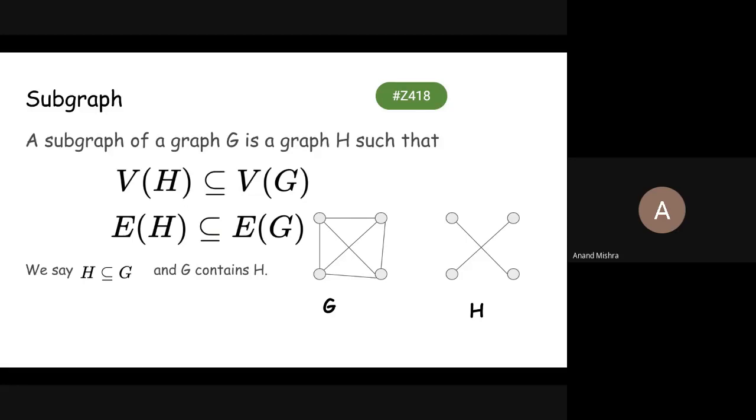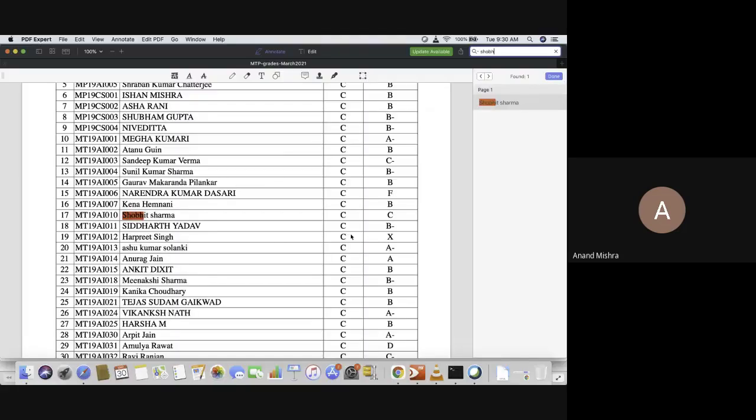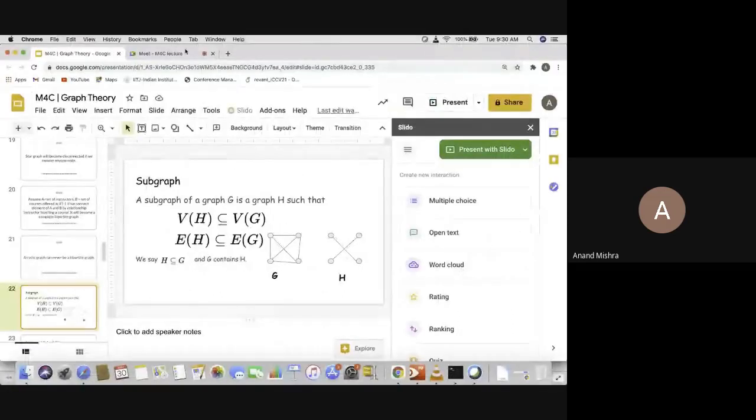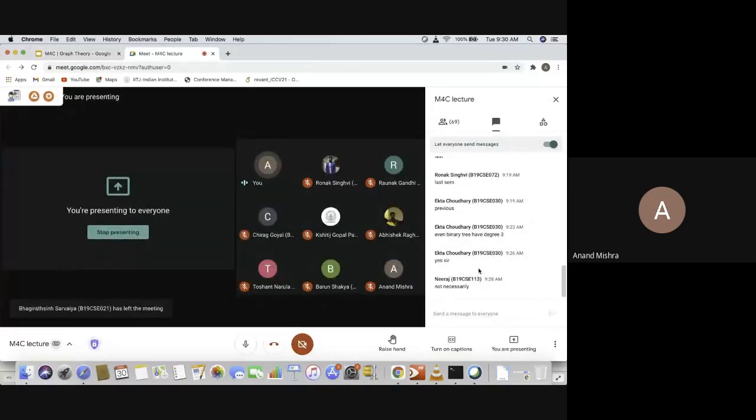You should now have an understanding of these definitions. I strongly recommend you look into these slides once again and understand the definitions properly after the class, right? There was a comment in the chat box. Even a binary tree has degree 3, yes. A binary tree can have degree 3 because, if you also count the parent, the parent is 1 and then 2 children. So it can have degree 3.